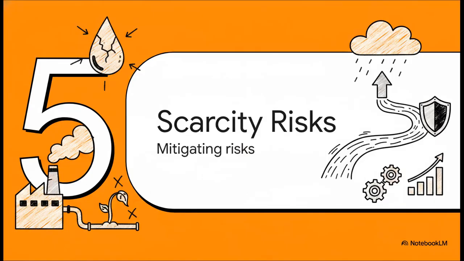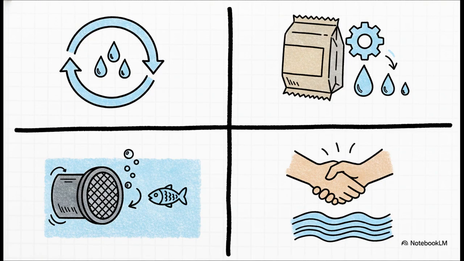Wrapping up with Section 5, mitigating scarcity risks. Now, tracking these numbers isn't just some box-ticking compliance exercise. The ultimate goal here is building resilience before a drought causes your supply chain to completely collapse. The standard outlines some pretty amazing strategies to lower those numbers over time. We're talking efficiency efforts like closed-loop water recycling systems, so you're reusing the exact same water over and over. It can even mean redesigning products from scratch to require less water.